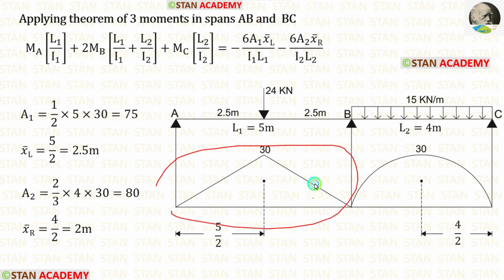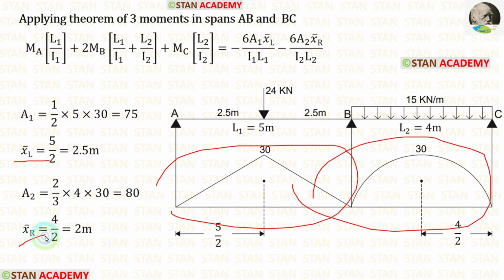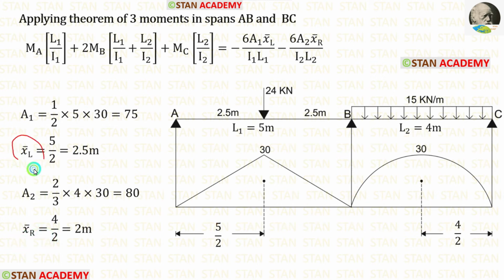Both of these two diagrams are symmetrical, so we can easily find x bar left and x bar right. To find x bar left, we have to divide 5 by 2. When we do that, we are getting 2.5. To find out x bar right, in the similar way, we have to divide 4 by 2. When we do that, we are getting 2.